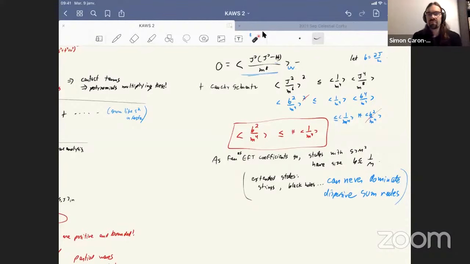So I had a question. Does this kind of conclusion change if I allow extended objects as external particles? Let's say I scatter a particle against a plane, some membrane or something like that. Oh, okay, yeah. Like we scatter strings against D-branes, right? Something like that. Yeah, it's a good question.